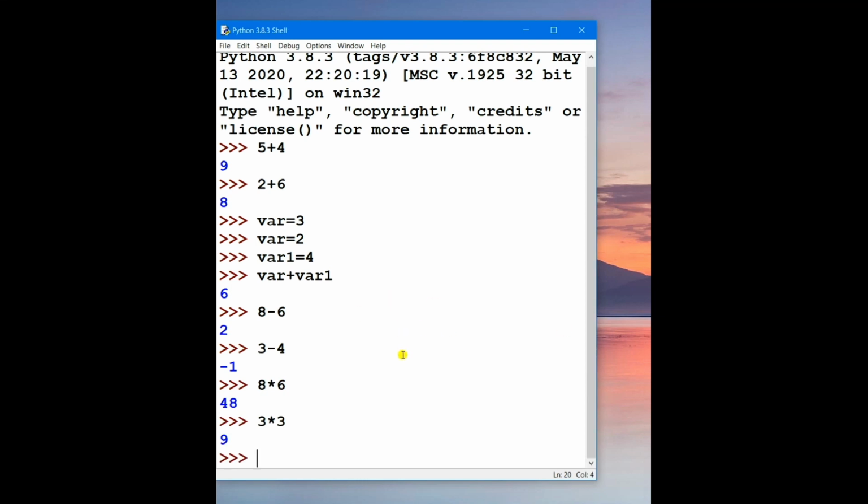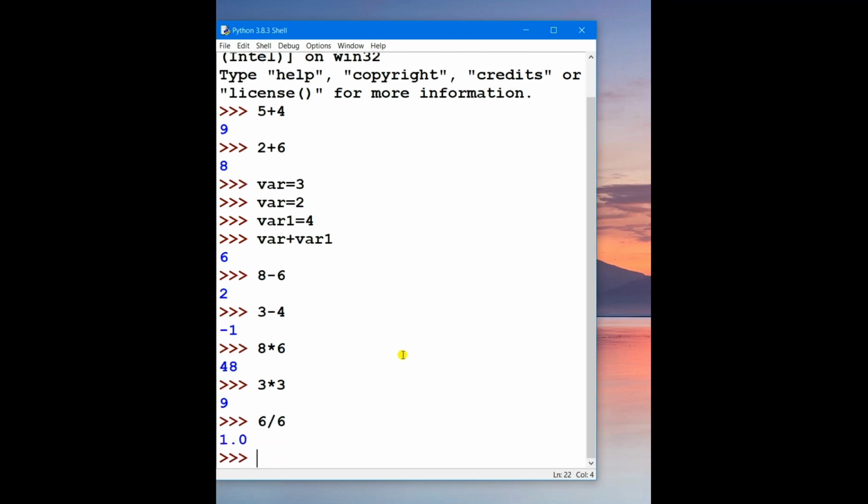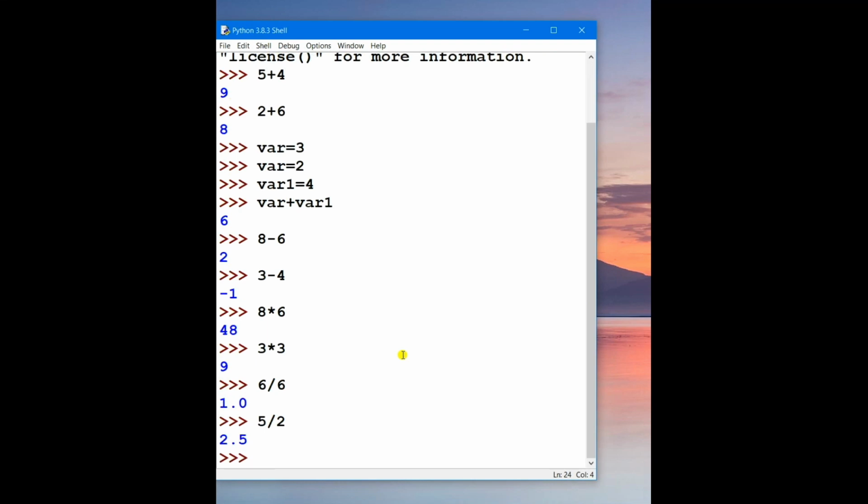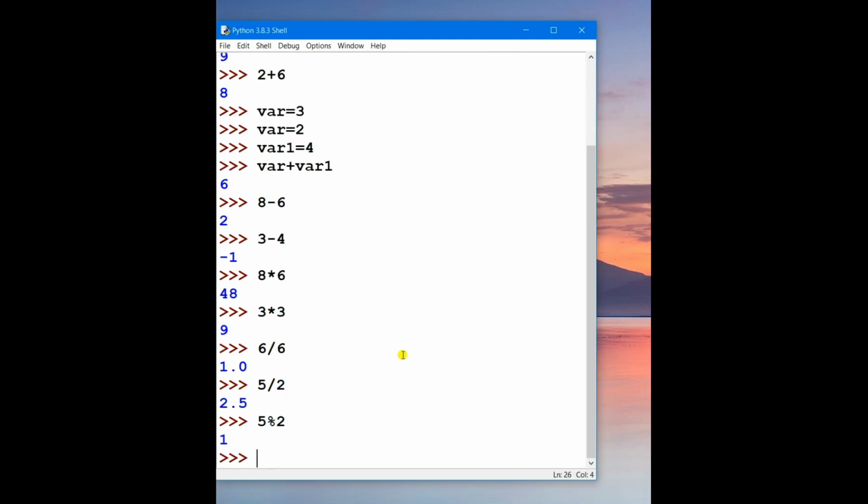Now we have the division operator. It performs division, and for division we use the slash. Slash will do the division. All right, after that we have the modulus operator. Modulus is used to get the remainder. We get the remainder by using the percentage sign, which is called the modulus operator in Python. So yes, we got a remainder. Similarly, modulus is used for taking the remainder.